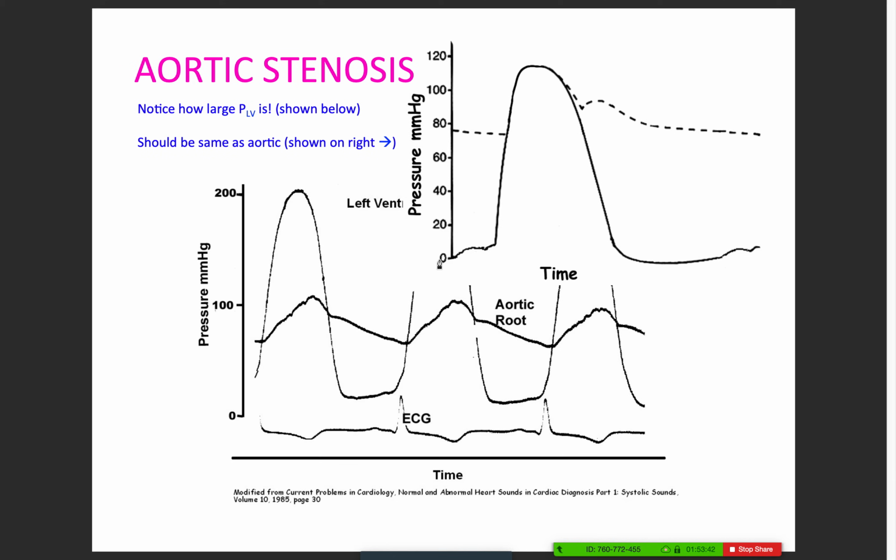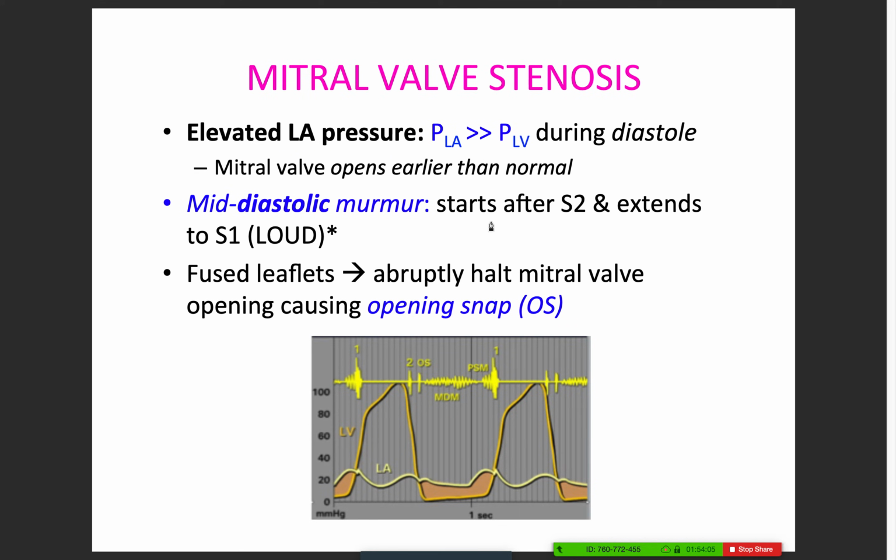All right, and this is just showing the same thing. In a normal person, they go together from the time the aortic valve opens until the time it closes. That's when they finally separate. In aortic valve stenosis, you see the pressure get much, much higher in the ventricle, while the pressure in the aorta is not getting as high. Okay, great. Mitral valve stenosis.